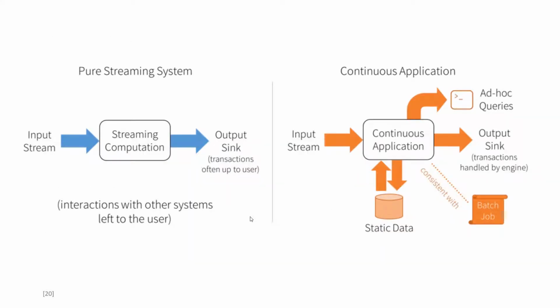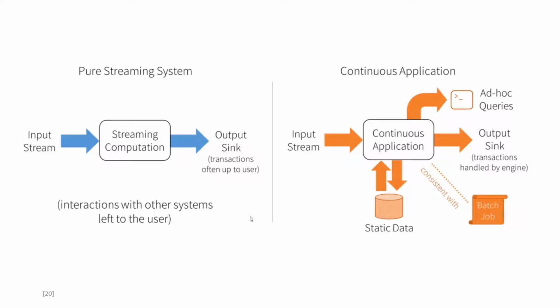This figure illustrates the difference between a pure streaming system and a continuous application system. In a pure streaming system, there's an input stream, then the streaming application applies some operation, for example a map reduce operation or some computation, and writes the result to an output sink. A continuous application is a bit different. So still there's a stream processing part. However, it is just one part of the application.